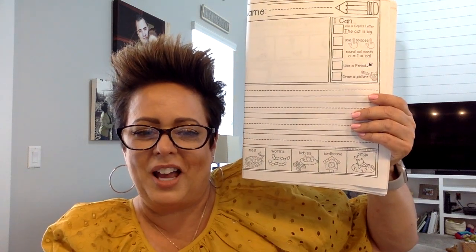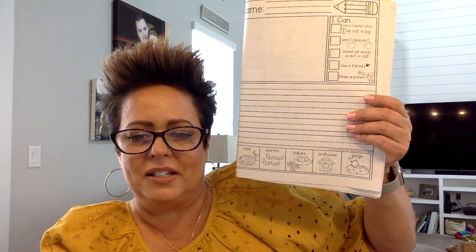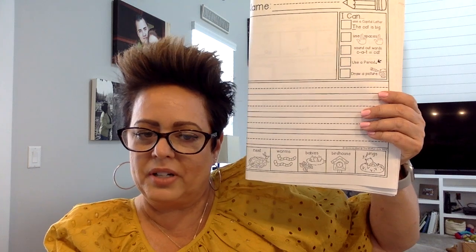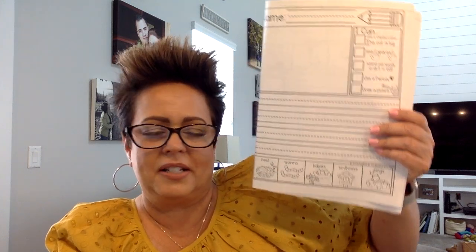But remember, I want you to write 2 sentences. So using these words or using your own words, I want you to write 2 sentences. Remember, you're going to use a capital letter at the beginning, finger spaces. You're going to sound out the words. If you don't know how to spell a word, you just write down the sounds that you hear. You're going to use a period at the end, and then you're going to draw a picture.